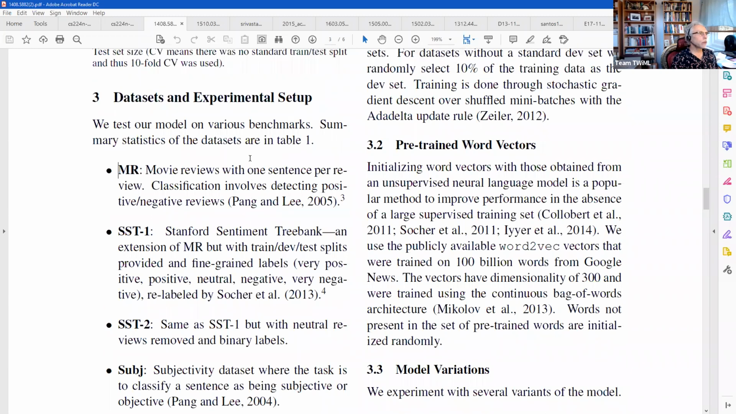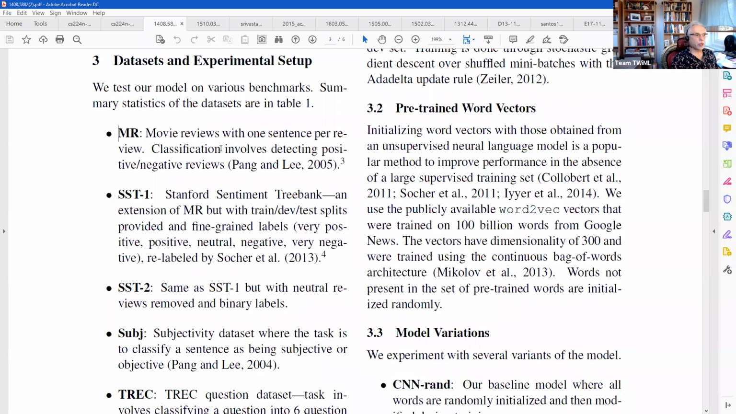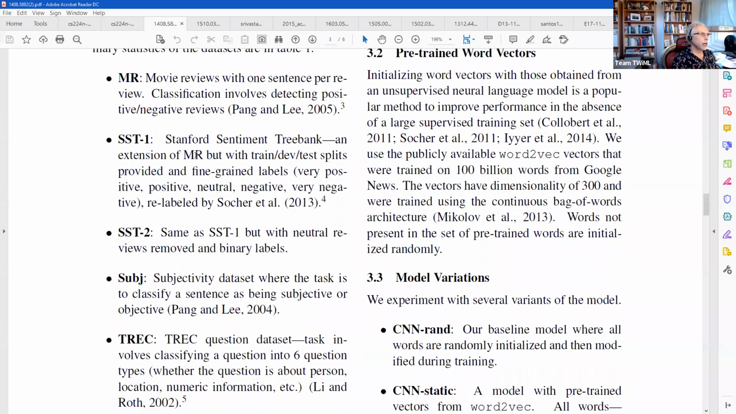This is 2014, right? Now we have the IMDb data set, where each review consists of multiple sentences, but back in these days, this data set was what they had available. SST1, Stanford Sentiment Tree Bank.